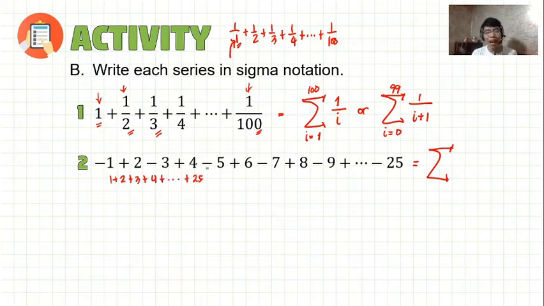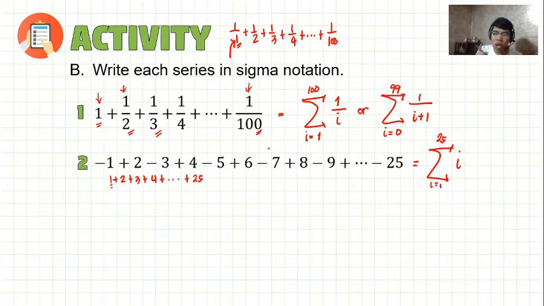So it is easy to find the form of the sigma notation. If I start at i equal to 1, since 1 is my first number, then a sub i is just i, right? So i starts from 1 and it will end at 25. Then I will get it right. Now, take note that my series has negatives, right? So I have negative 1, minus 3, minus 5, minus 7.